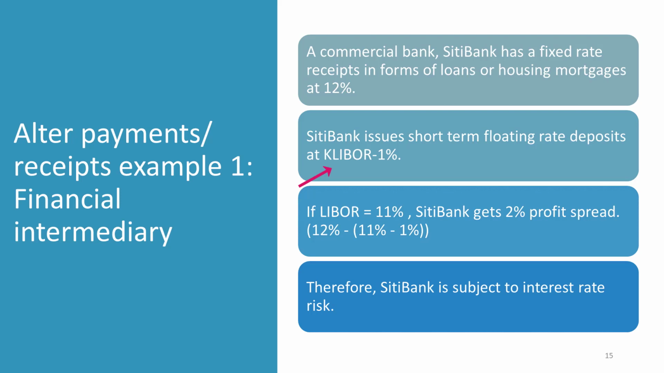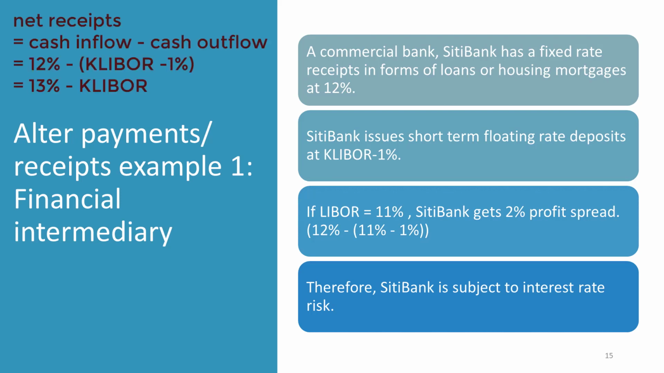The net receipt for Citibank will be the money inflow minus the money outflow, which is 12% minus CLIBOR minus 1%, or in this case will be 13% minus CLIBOR. For example, if CLIBOR is 11%, the profit spread for Citibank will be 2%. Therefore, in this case, we know that Citibank is subject to interest rate risk because the net receipts for the company depend on the rate of CLIBOR.